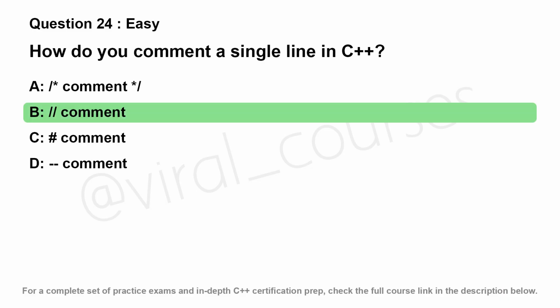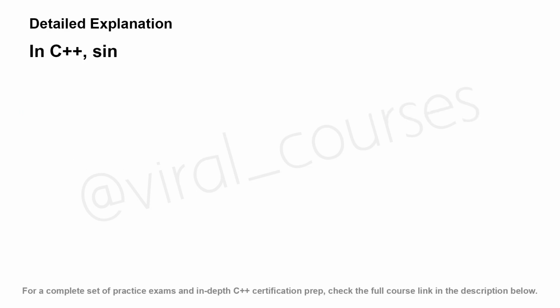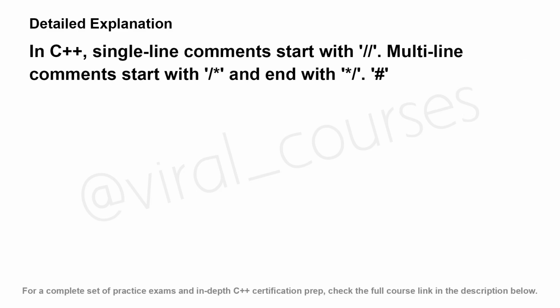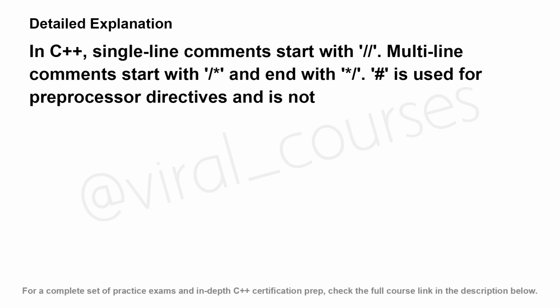The correct answer is B. In C++, single-line comments start with the double slash. Multi-line comments start with slash asterisk and end with asterisk slash. Hash is used for preprocessor directives and is not a comment symbol in C++.